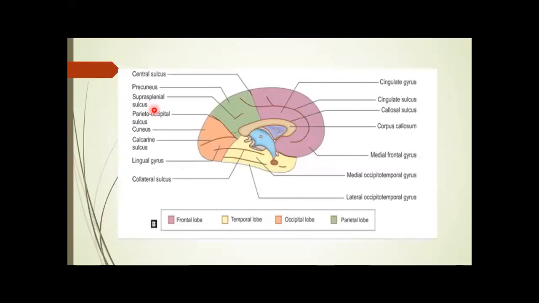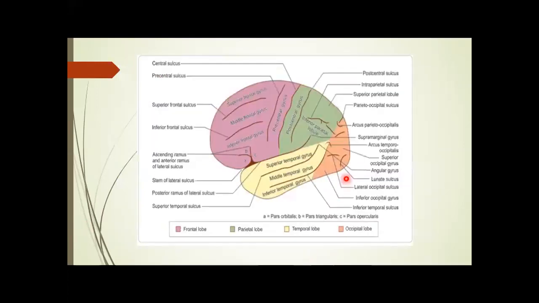What is that sulcus? In all the sulci in the supralateral surface, or are you concerned about one sulcus? Other sulcus? So this is the lunate sulcus. And what about the sulcus below the arcus parieto-occipitalis? So that is the supramarginal gyrus, so it is located in the parietal lobe. Okay. Go ahead.